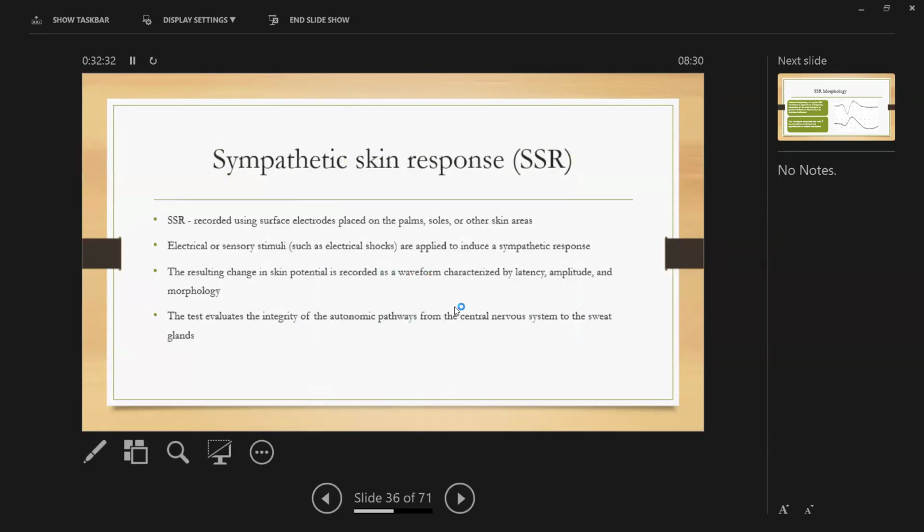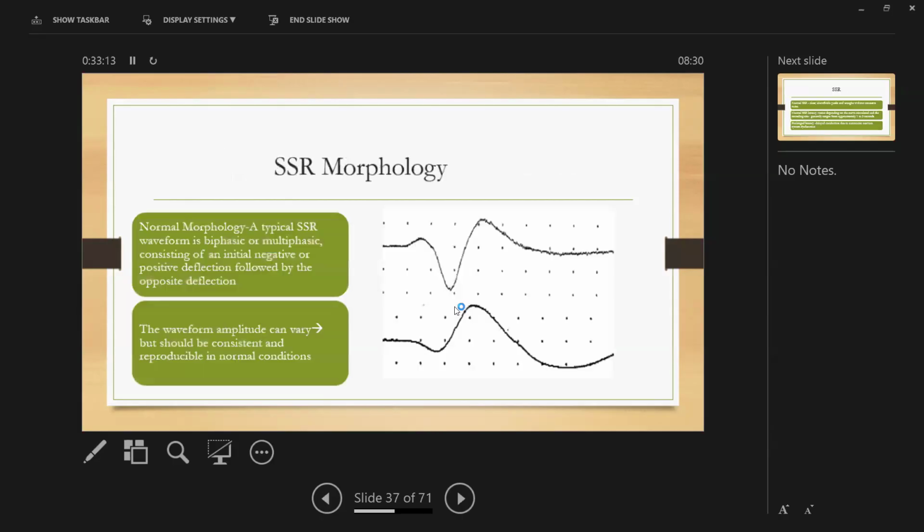How are we testing this? Here we keep surface electrodes over the palms and soles, and we give stimuli at the other hand. We can give a sensory stimulus like a loud sound, or we can give an electrical stimulus. It will induce a sympathetic response. When the sympathetic response is activated, there will be a change in skin potential, and there will be sweat. When the neurons get activated, the change in potential is measured by our electrodes. This tests the integrity of autonomic pathways. If the pathway is intact, there will be a normal SSR response.